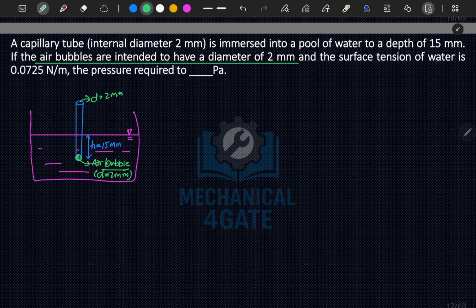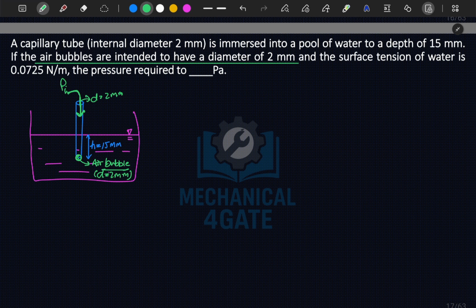So we are blowing, this question is incomplete somehow. We are blowing air through this capillary tube to form an air bubble. Let's say Pi will be the pressure which we will be putting out from here, and this will be our inside pressure of the bubble. So we have to calculate that pressure only, the pressure at which we have to supply the air to form the bubble.